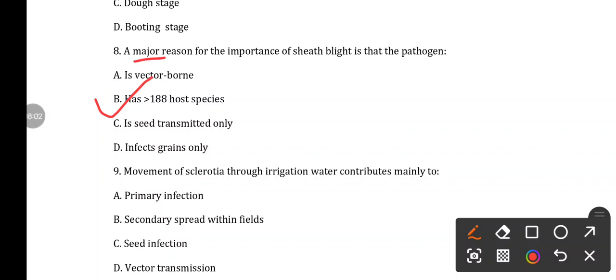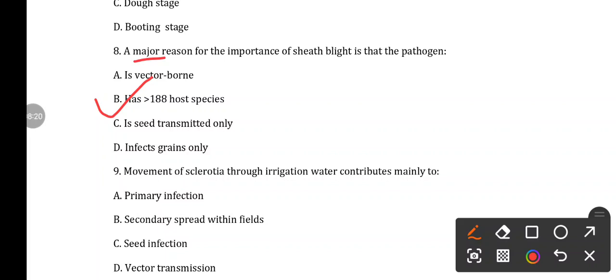In MCQ based question also it was asked that dash is a wide host range pathogen. Rhizoctonia, then Magnaporthe. Option will be there. You can choose. You have to choose the Rhizoctonia option.